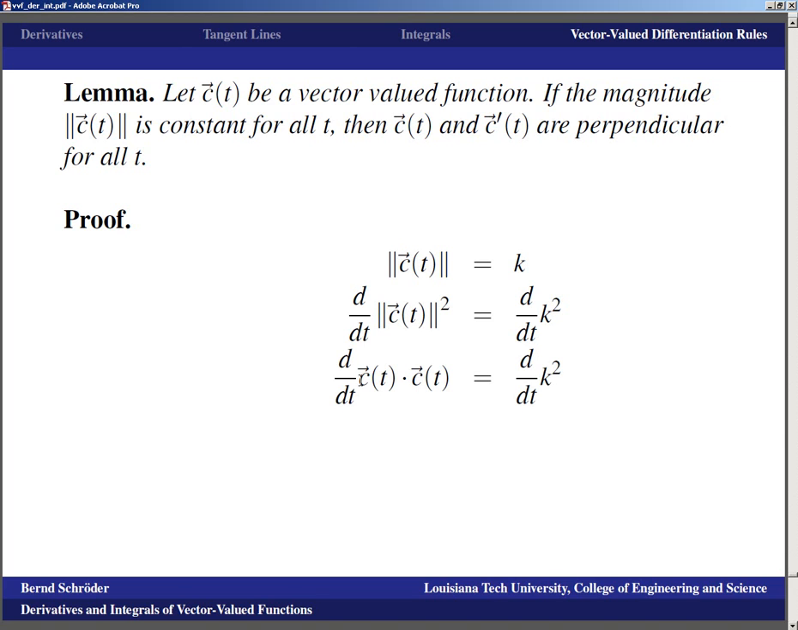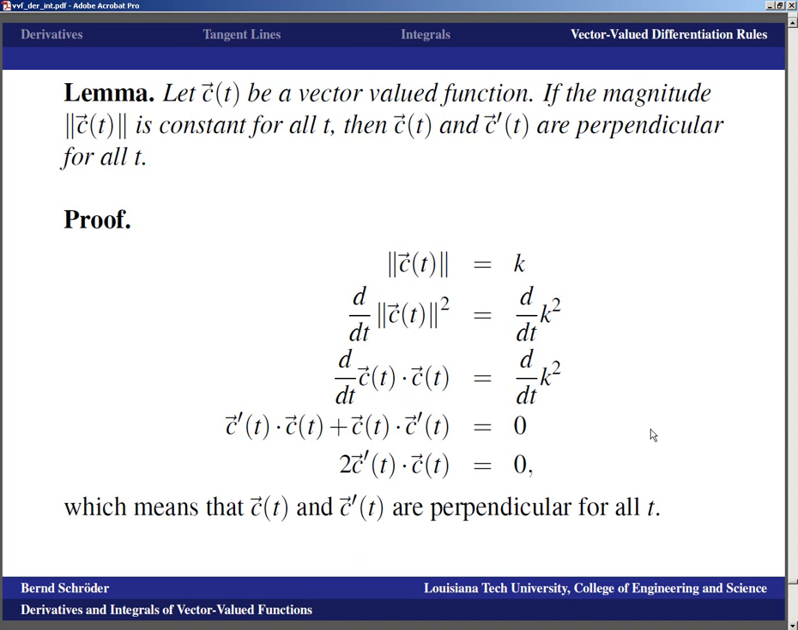The square of the norm, we also know, is just c of t dot c of t, and this is something that I can now apply a differentiation rule to, because the differentiation rule says this is c prime of t dot c of t plus c of t dot c prime of t. The derivative of a constant, of course, is 0, so this gives us 2 c prime of t dot c of t equals 0. And that can, of course, only happen when the dot product of c and c prime is equal to 0. And that means that c and c prime are perpendicular. And because the t was arbitrary, this works indeed for all t.